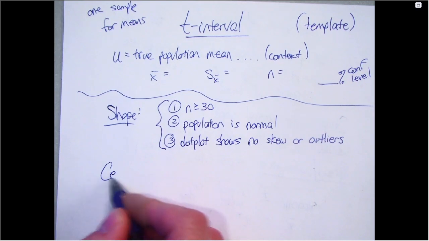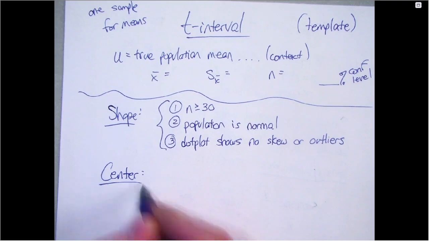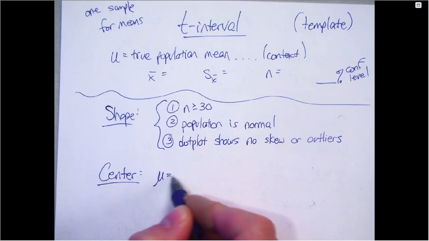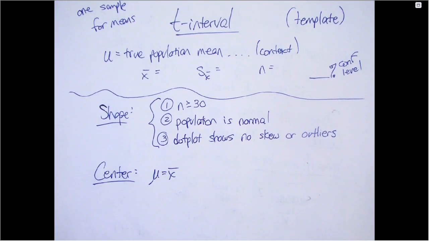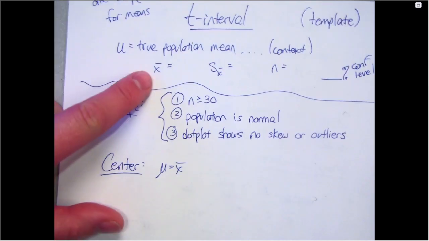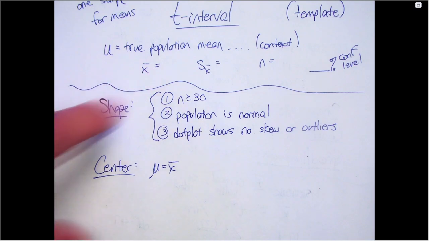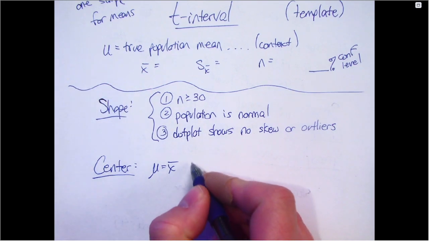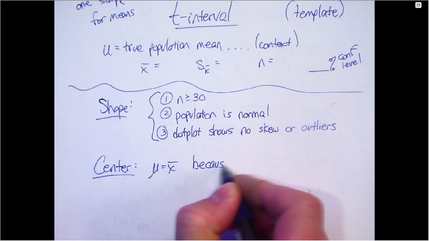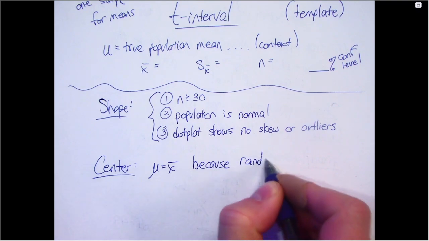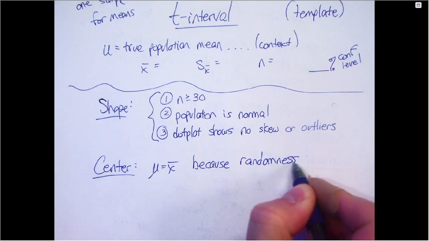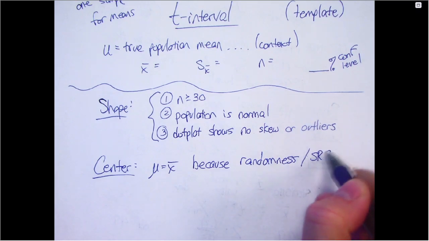Center. Center is X bar. That's the best we have. That's really the only thing we do have. Because you need randomness for SRS.